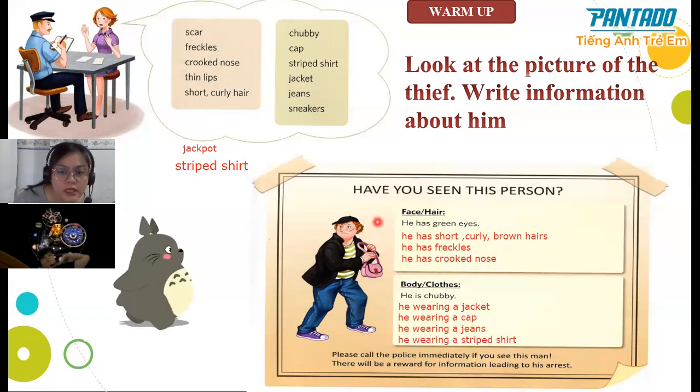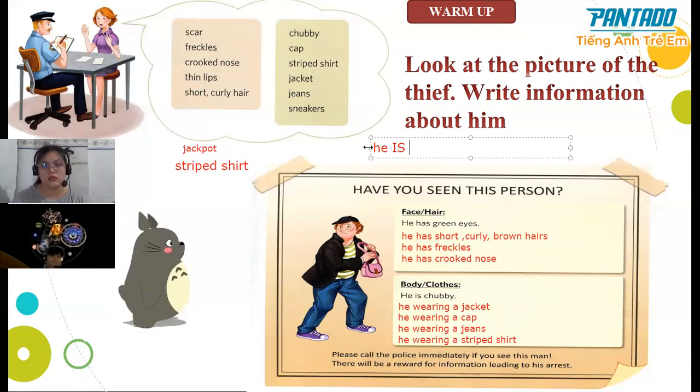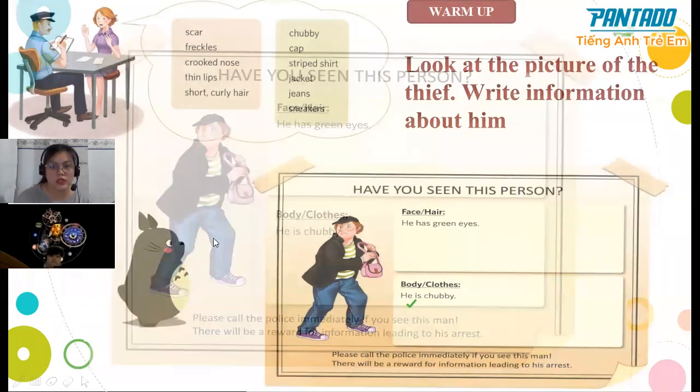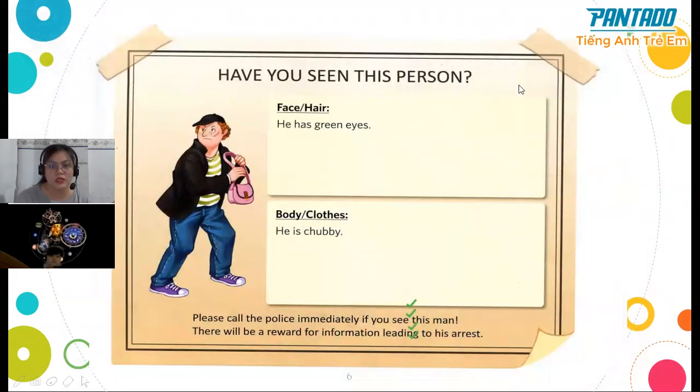What do we call this one on his head? A cap. Oh, you write that one. He's wearing a cap. He is. You forgot the is. Okay, and he's wearing a cap. Very well. But this one is incorrect. He is, that is not he wearing. He is. Okay, this one, the be verb is. Okay, very good.